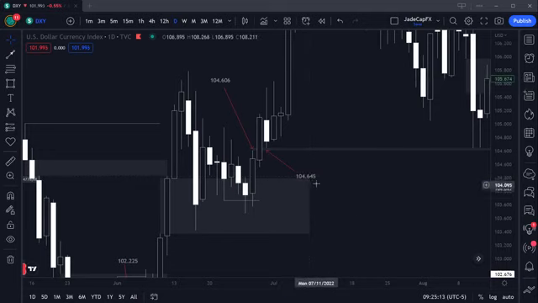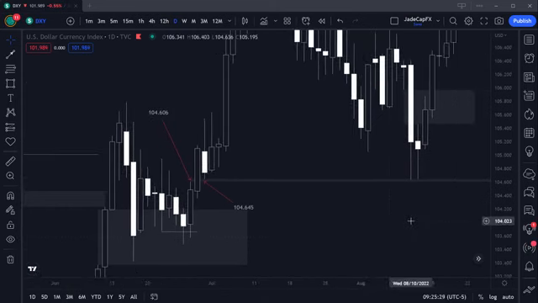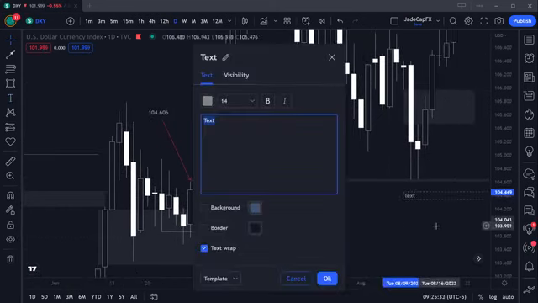So within this price, right? Let's look at some basic math. It's 4 cents. Right? It's a 4 cent inefficiency. What is the low of this candle? 104.636.